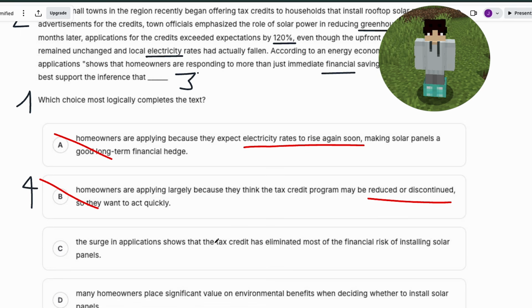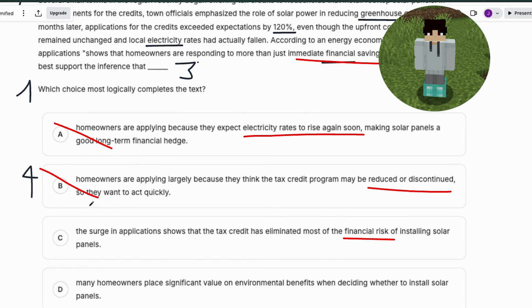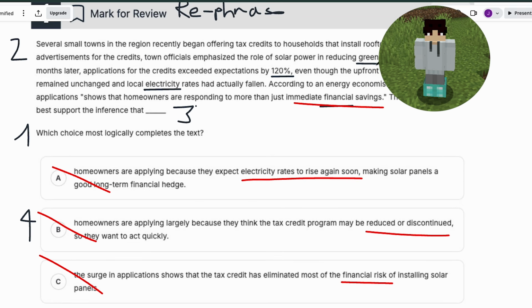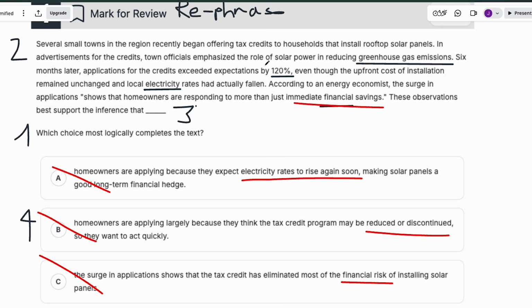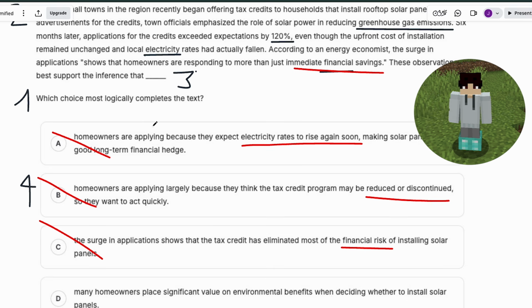C, the surge in applications shows that the tax credit has eliminated most of the financial risk of installing solar panels. Financial risk is not right because they say that they care more than just the immediate financial savings. C is wrong. D, many homeowners place significant value on environmental benefits when deciding whether to install solar panels. This is perfect. It's perfectly supported by the passage because we talk here about the GHG emissions, and that's the only thing they give us as a solid reason why these people may have chosen the solar panels over the regular electricity. And even if we didn't know that, there's a very strong reason why A, B, and C all must be incorrect. So D just must be the answer.